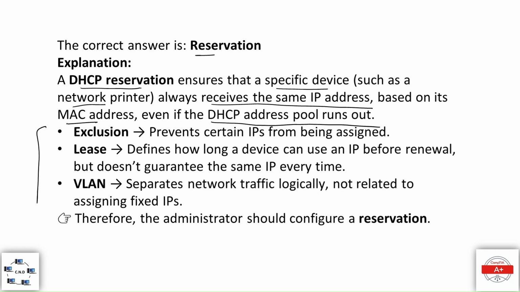On the other hand, the incorrect options are: exclusion prevents certain IP addresses from being assigned, so this is different from reservation. Lease defines how long a device can use an IP address before renewal, but does not guarantee the same IP address every time. And VLAN separates network traffic logically, not related to assigning fixed IP addresses. Therefore, the administrator should configure a reservation, which ensures that a specific device always gets the same IP address based on its MAC address.